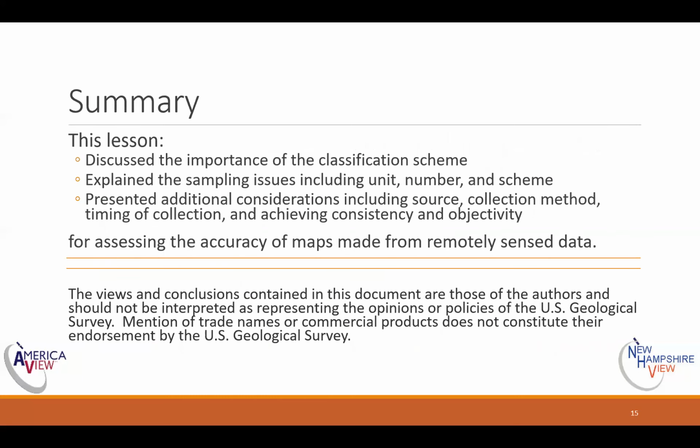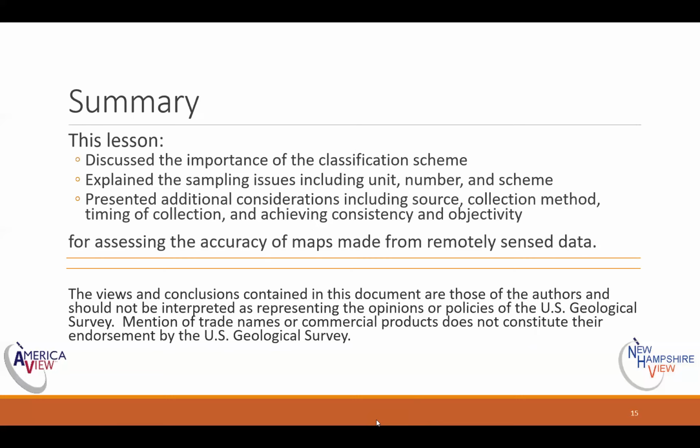All right, so what did we accomplish in this lesson? Well, we discussed the importance of the classification scheme, so you should really understand that that has to be done at the very, very beginning of the project, right? We looked at the issues for sampling, including sample unit, never use a single pixel, sample numbers, we need to make sure we get about 50 samples per map class, and then the sample scheme, we talked about randomness and the issues with that and other sampling schemes that are possible.